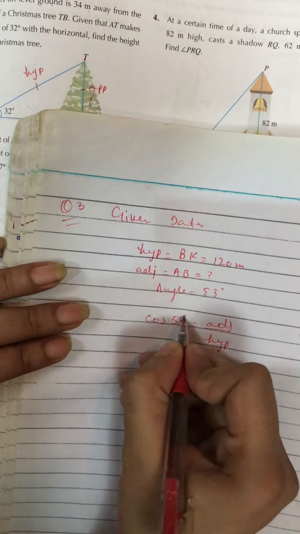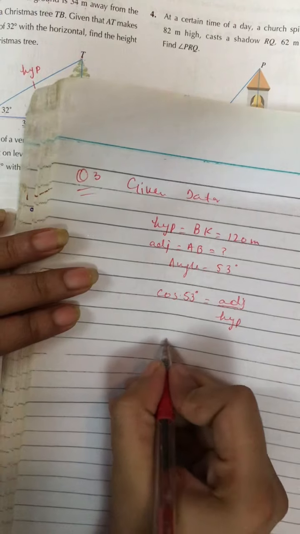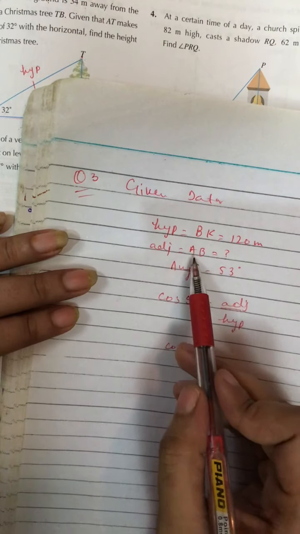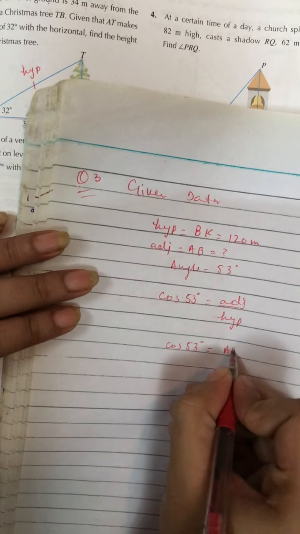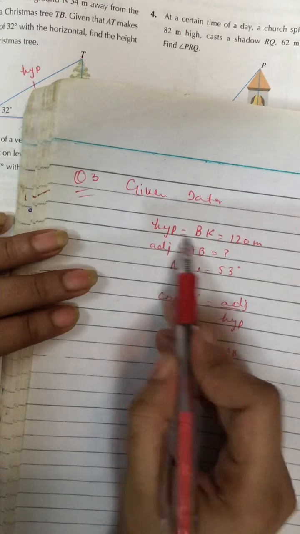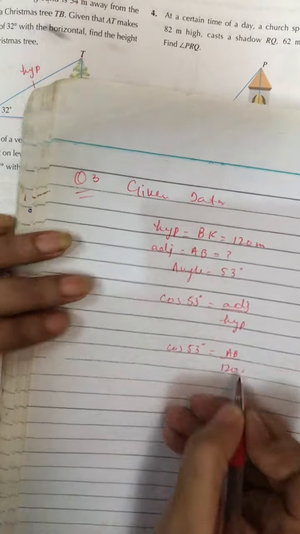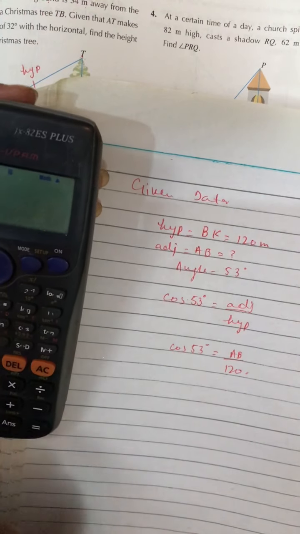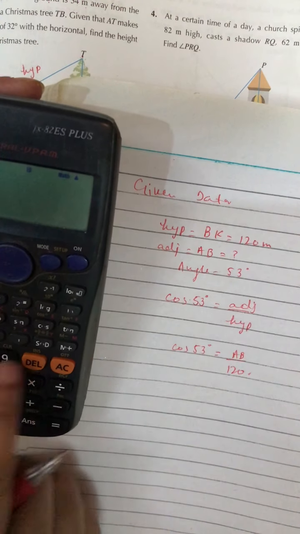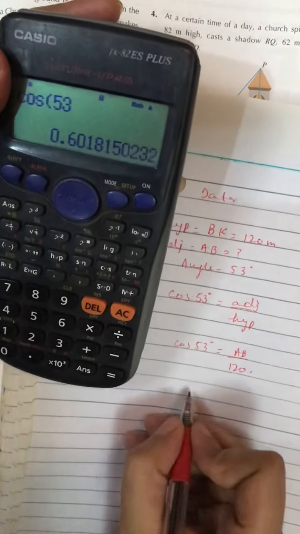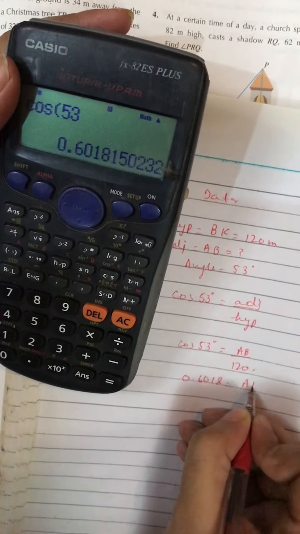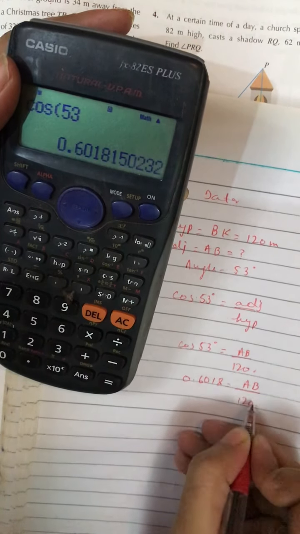That's why we put 53 degree. Got it? Cos 53 degree. What is the value of adjacent? We find the value of adjacent. This is AB. And what is the value of hypotenuse? 120. Okay, find out the value of cos 53 degree. Then we get 0.6018 equal to AB divided by 120.